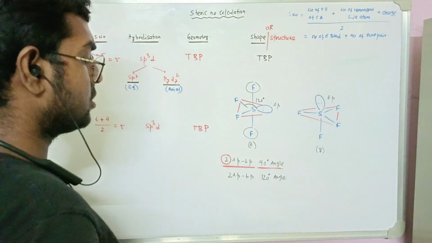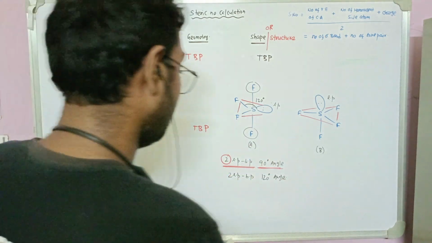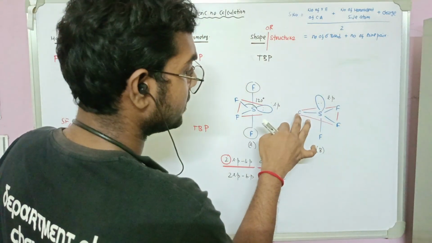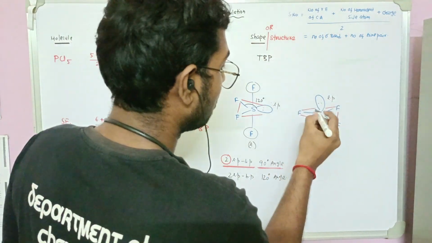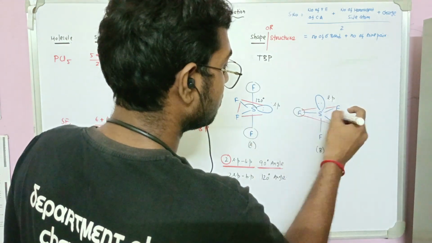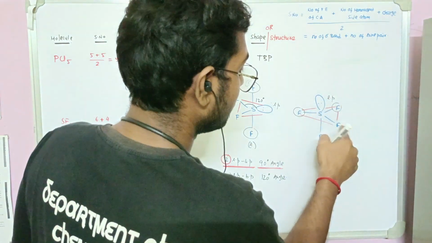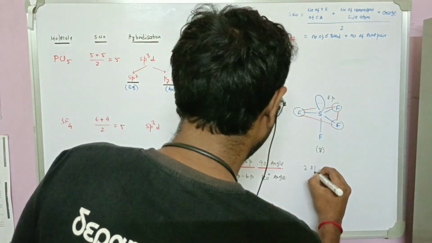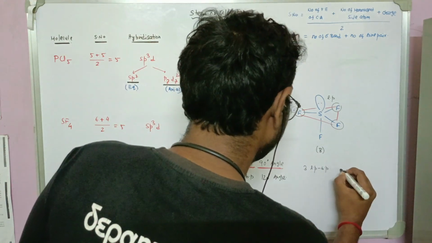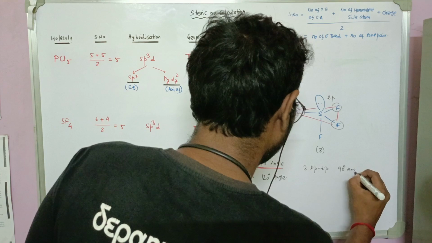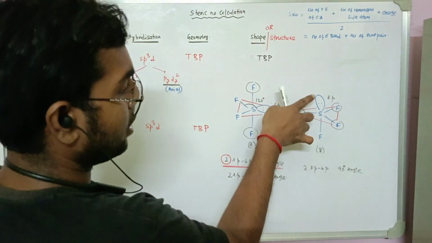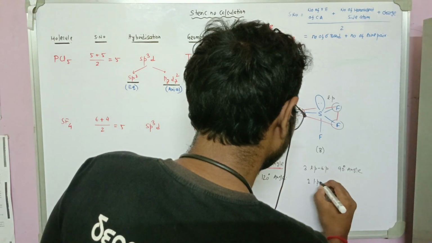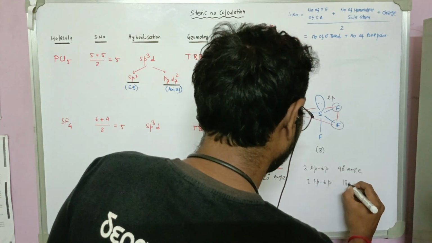Now let's look at the B representation as well. There is a lone pair, and this lone pair and this bond pair, this lone pair and this bond pair, this lone pair and this bond pair are at a 90 degree angle to each other. So there are three lone pair bond pair repulsions which are at 90 degree angle to each other. And another one, this lone pair and this bond pair repulsion, is at a 180 degree angle.